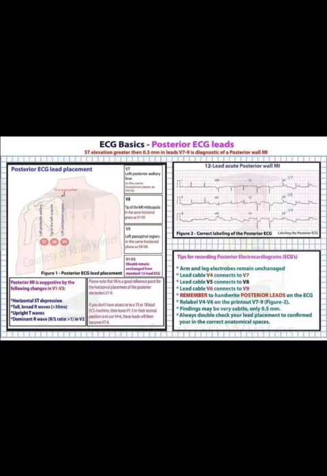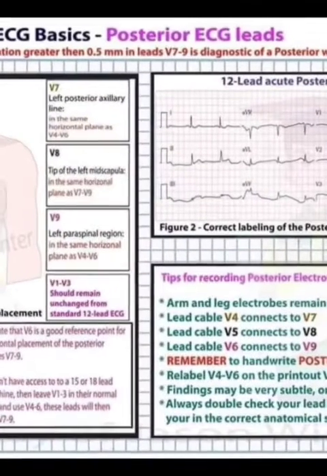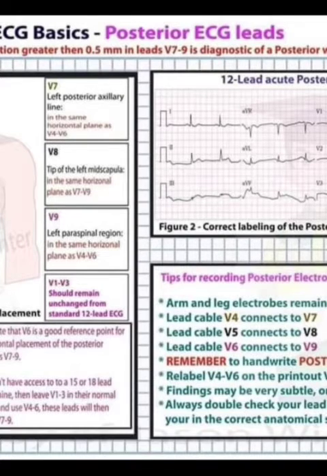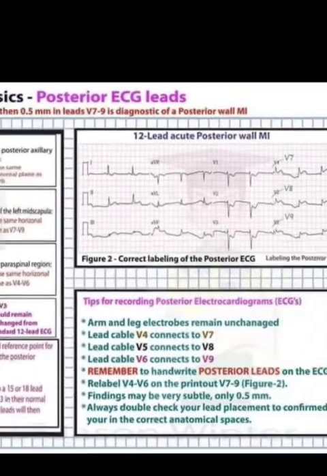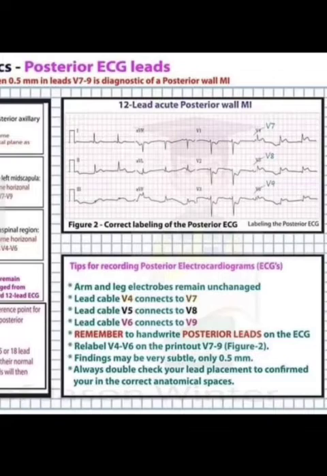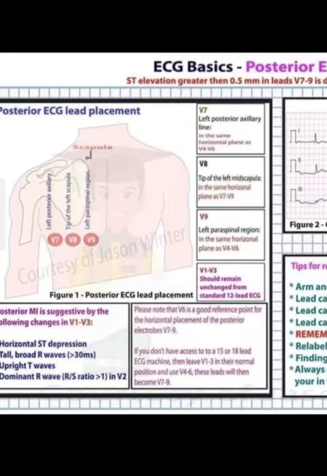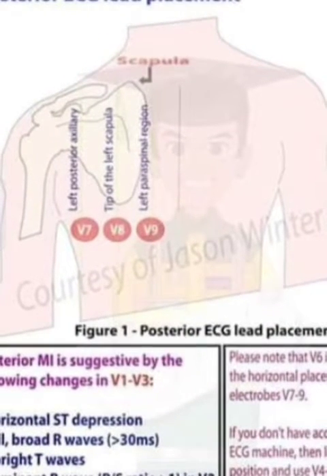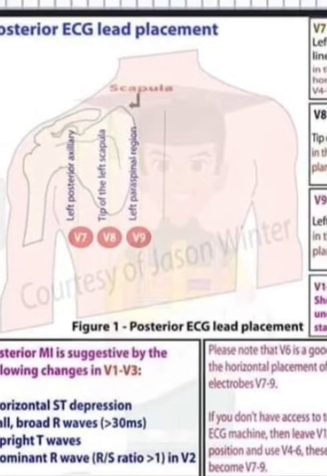ECG basics, posterior ECG leads. ST elevation of more than 0.5 mm in leads V7 to V9 is diagnostic of posterior wall MI. So where do we place the V7 lead? That is the left posterior axillary line. V8 is at the tip of the left scapula.